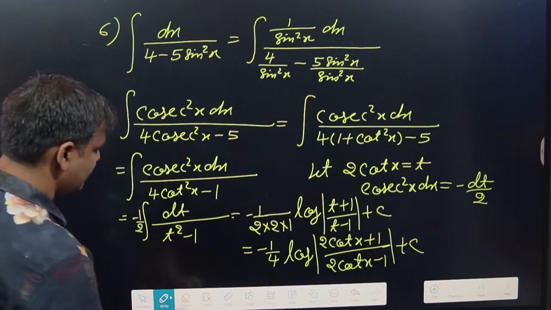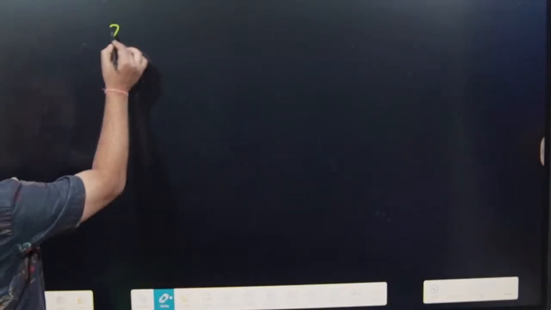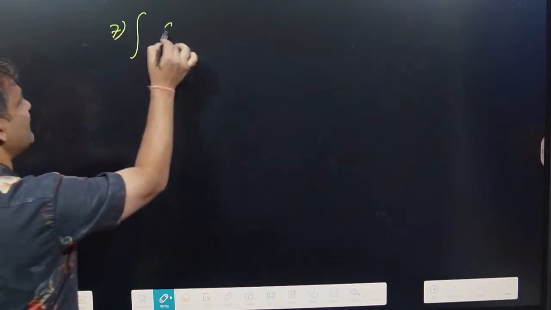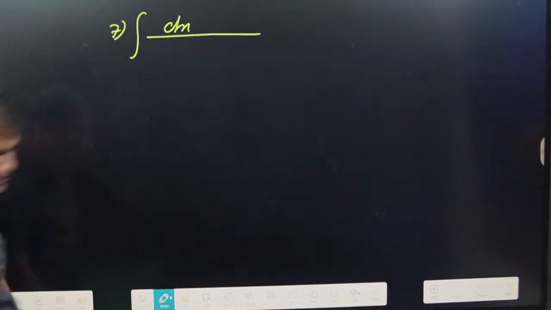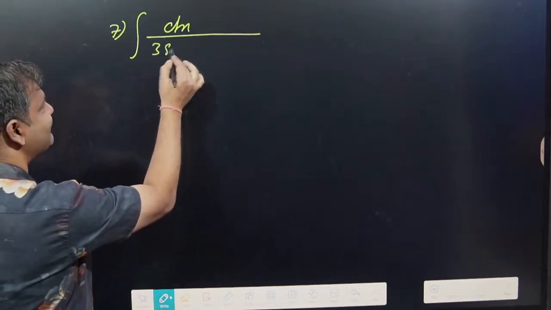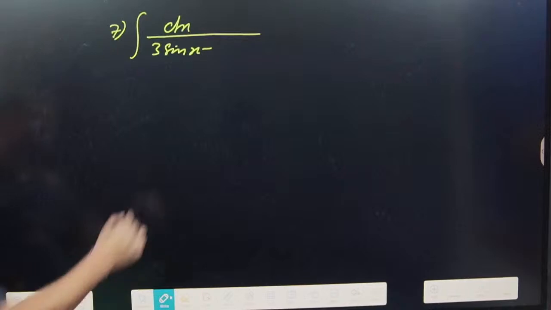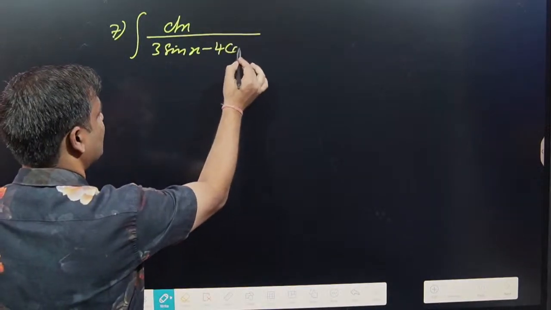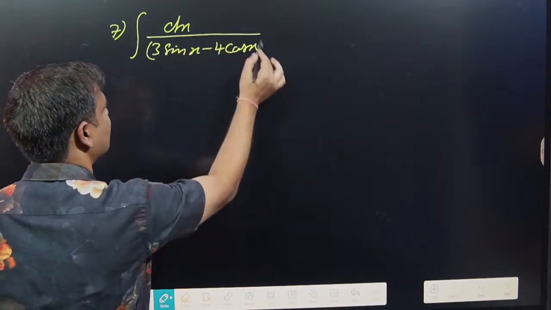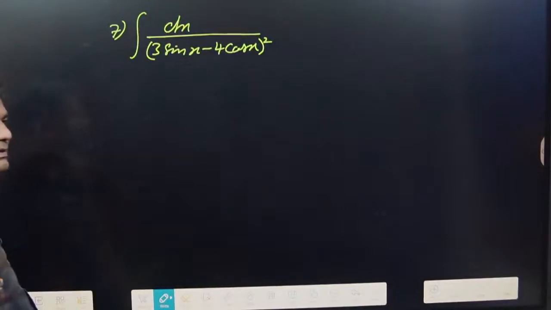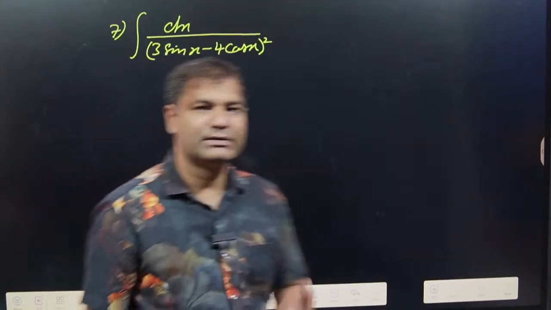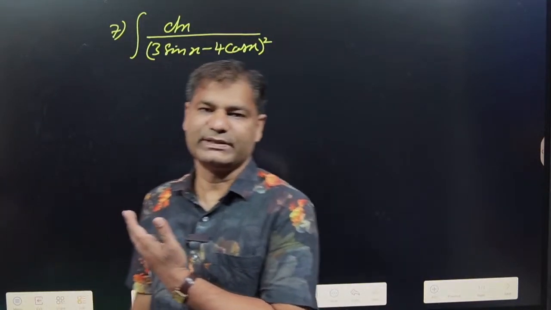Question number 7. Integration of dx divided by how much? Simply (3 sin x minus 4 cos x) to the whole square. Okay, you can solve this question in two methods.